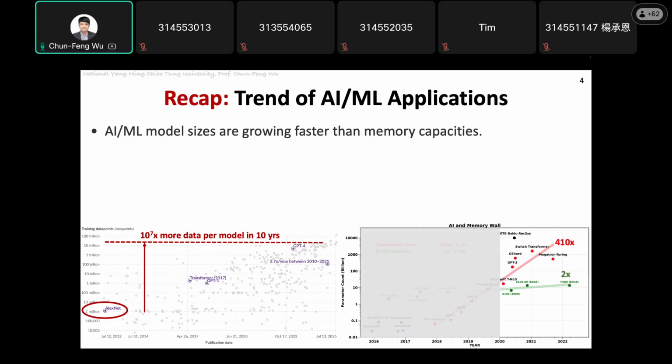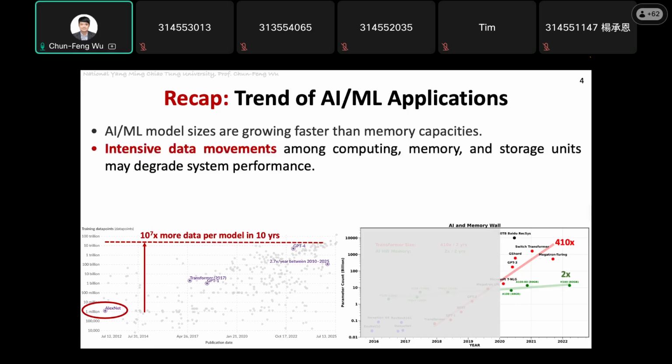You can see in the figure, for A100 in 2020, the memory capacity is 40 gigabytes. And when it comes to H100, published in 2022, it's only 80 gigabytes. So this is only a double. This memory capacity increasing trend cannot catch up with the memory requirement for AI and ML.